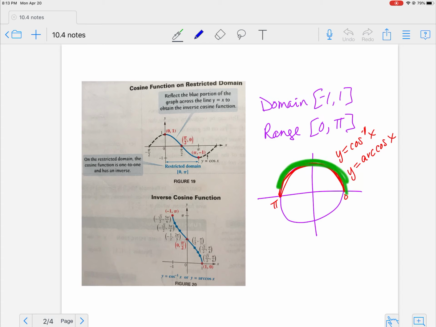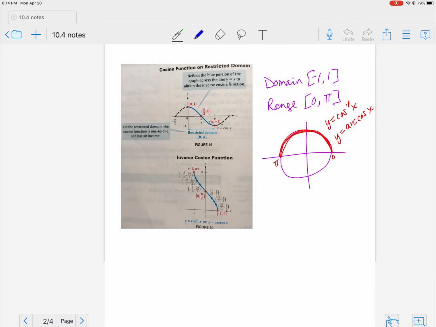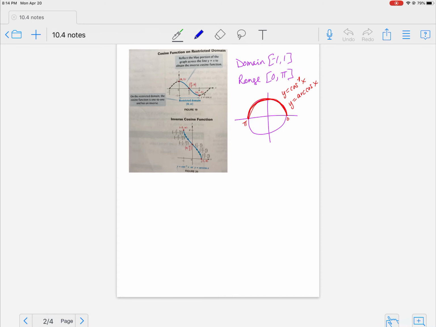So cosine is the top half of the circle, where sine is the right. And the same thing, you can do this inverse symbol here, the negative 1, or arc cosine. It's going to end up being that same thing for you.